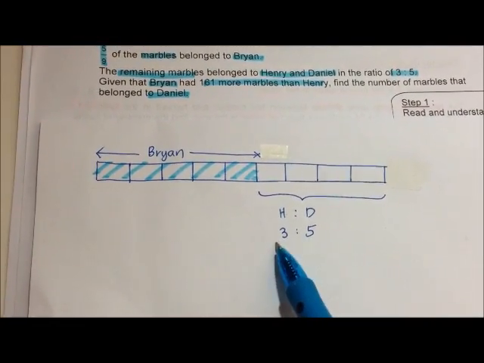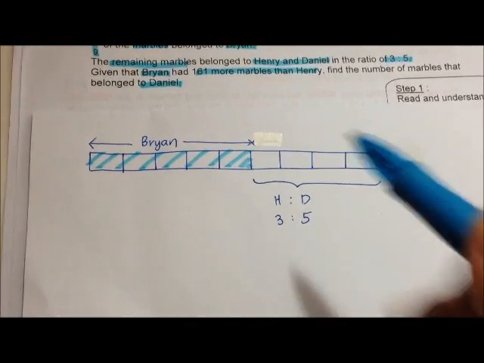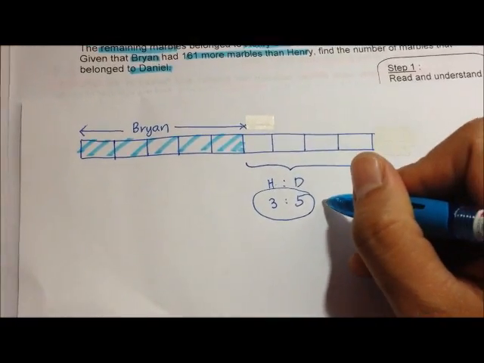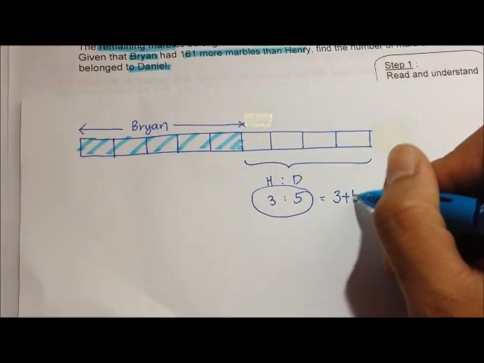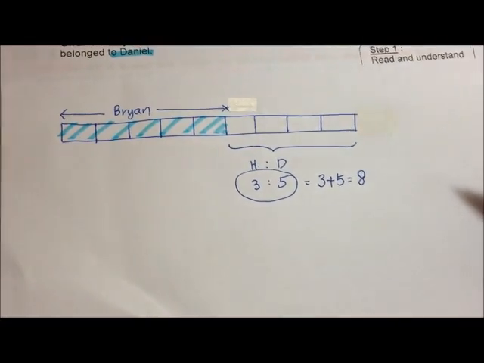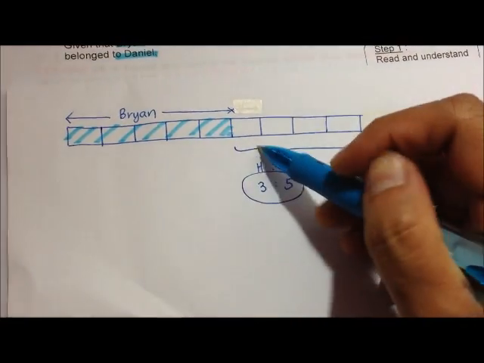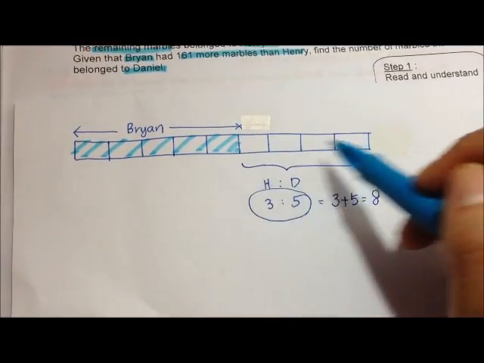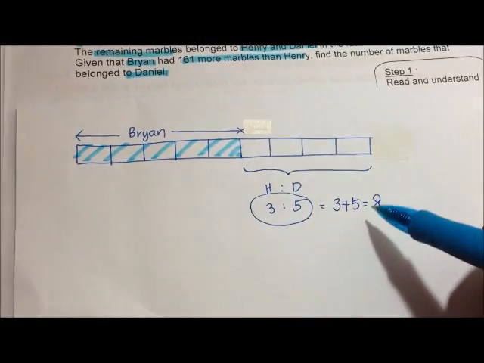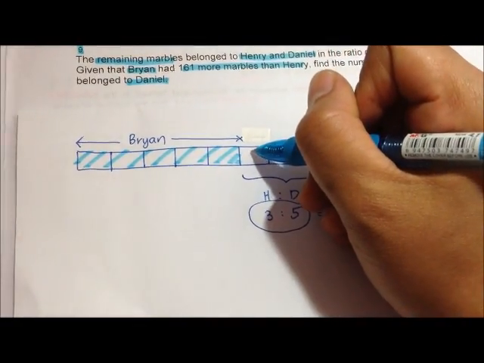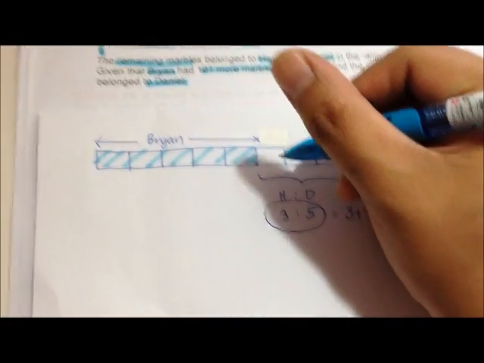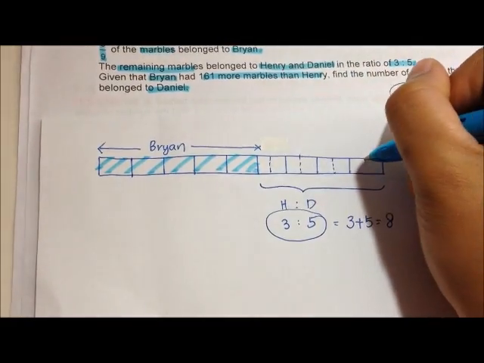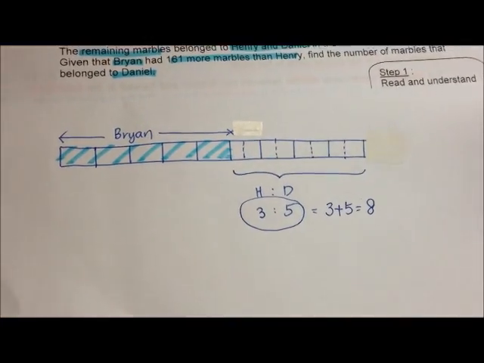Now if you look at their total ratio, if we total them up, 3 plus 5 equals to 8 parts. Alright? Now, but if we look at the remaining parts here, we only have 4 units. How are we going to make them from 4 parts to 8 parts? So what we do is we're going to subdivide the remaining part here. I'm going to subdivide each unit into 2, and now we have 8 units altogether.